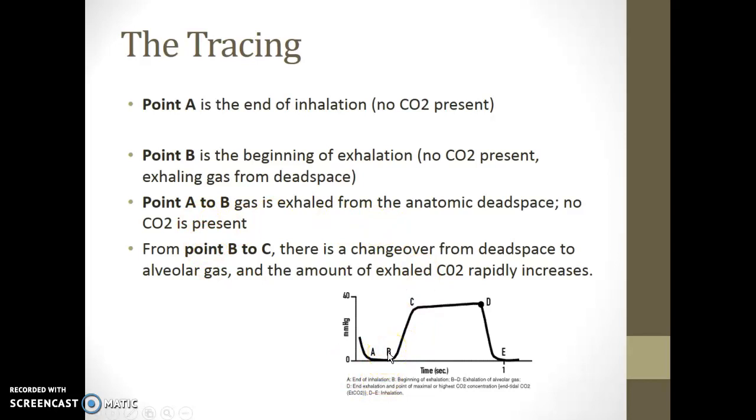When we start to exhale, it first comes from anatomical dead space, part of the ventilation that does not participate in gas exchange. Because it's not participating in gas exchange, it will start at a reading of 0 because there's no carbon dioxide present. And then from B to C, we have this steep incline. This is where there's a changeover from dead space to alveolar gas. So now we're not only exhaling from dead space, but we're also starting to exhale from our alveoli. Our alveoli will have carbon dioxide in it. So when we get to this point between B and C, we're going to see a sharp upstroke. And again, we are switching over from dead space to alveolar gas at this point.